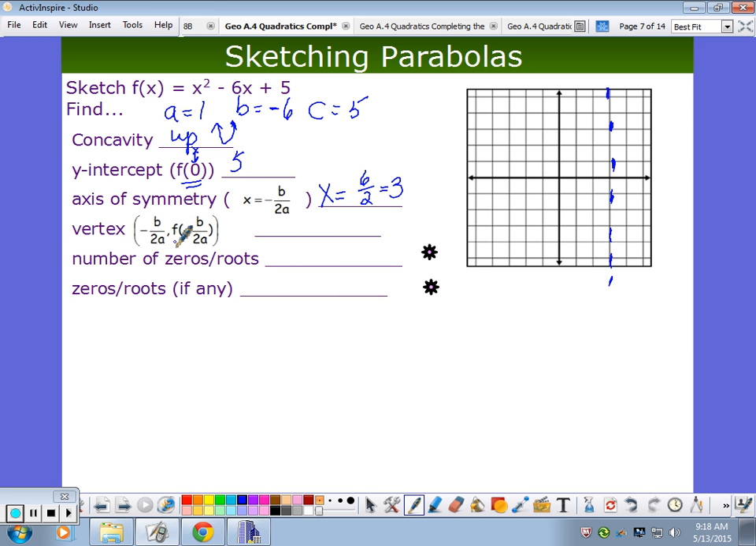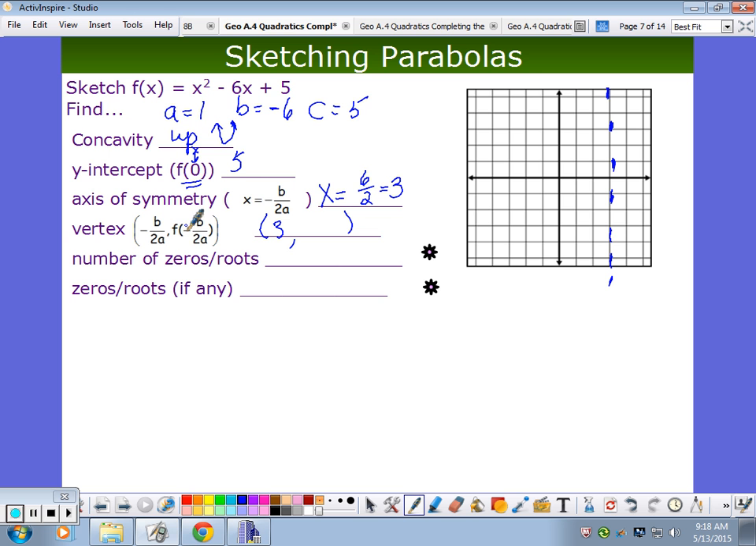Now to find the vertex, look at this. What is this telling me? It's telling me the coordinates, right? What's the x coordinate? Yeah, it's negative b over 2a, which I just figured out. Why is it? Because it always lives on the axis of symmetry. That's where your turning point's going to be, on that gold line.